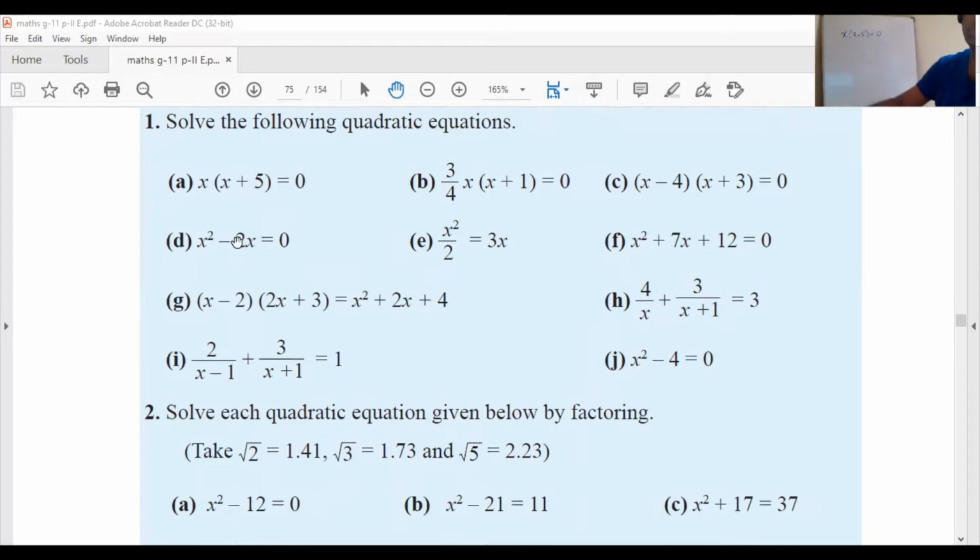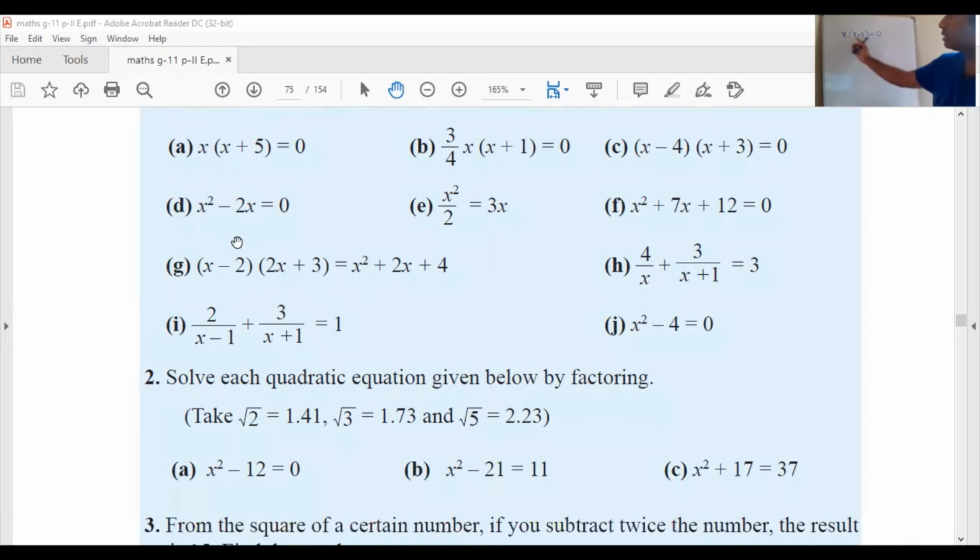What should we do? This is already factorized. That has been already factored. No need to expand. These are the two factors. x is one factor. The other factor is x plus 5. That means x equals 0 or x plus 5 equals 0.